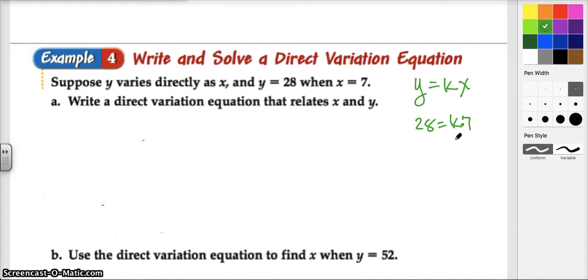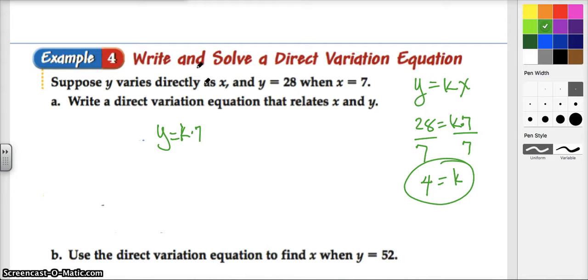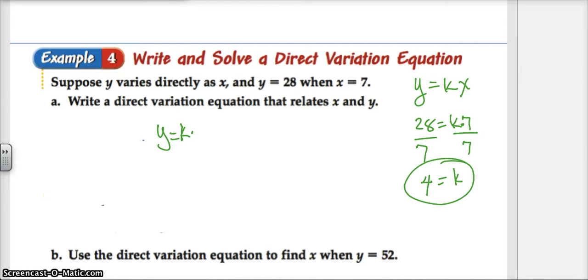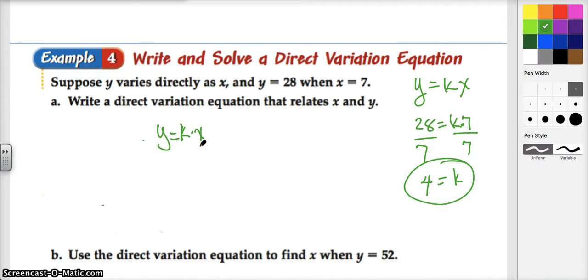So we want to know how all of the x and y's in this direct variation equation relate. Well, basically the key is we need to solve for k. And to solve for k, we need to get k by itself. We're going to divide both sides by 7, and we get that k is equal to 4. Now that we found the constant of variation, we know how all the y's and x's in this particular direct variation equation relate to one another. So y equals kx, and then we write y equals 4 times x. I'm going to put a box around that because this is the answer.